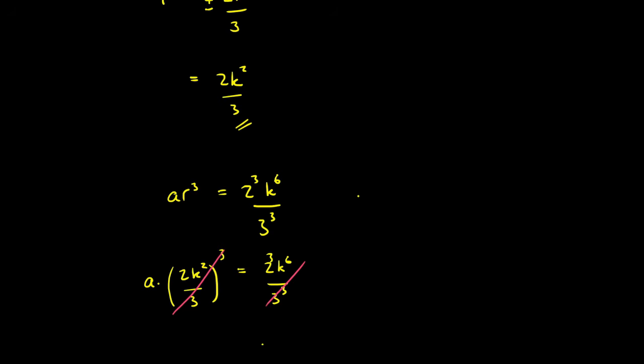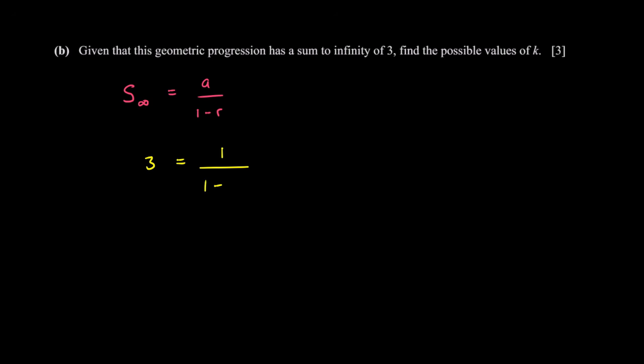Given that this geometric progression has a sum to infinity of 3, find the possible values of k. Well, we just need to know the formula for sum to infinity. So the sum to infinity is equal to a over 1 minus r. I think we can just substitute in, right? The sum to infinity is 3, a is equal to 1, and r was, what was it? 2k squared upon 3. Okay, so 2k squared upon 3.